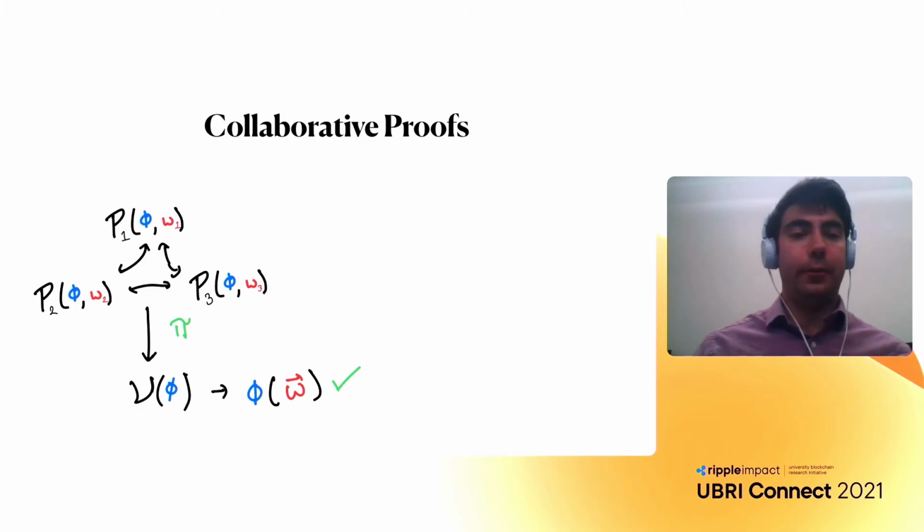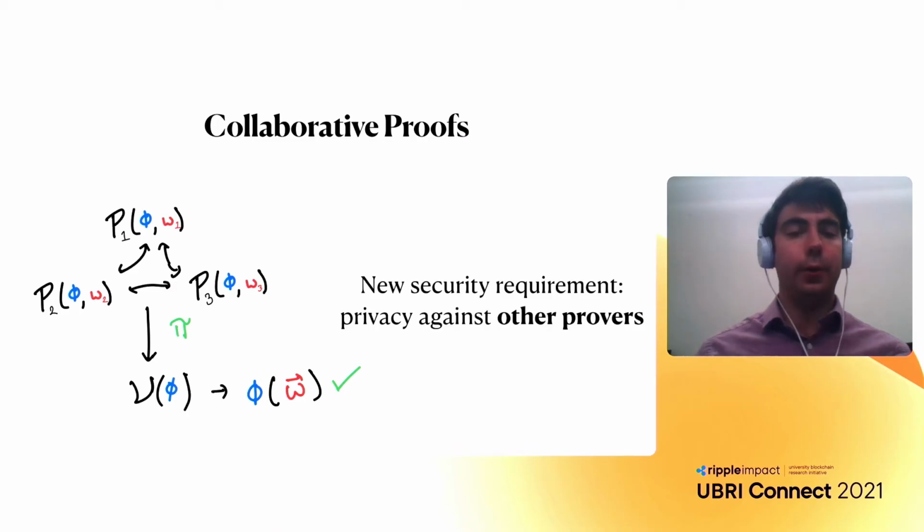Once you write down the definition of a collaborative proof, one of the things that you see is that you need a new definition of privacy. It's not just important that the verifier not learn anything extra about the witness, but it's actually important that other provers don't learn anything as well. To make that a little bit more concrete, let's think about prover 1, who holds witness 1. Prover 1 doesn't want the verifier to learn anything about witness 1, but he also doesn't want the other provers, P2 and P3, to learn anything about witness 1.